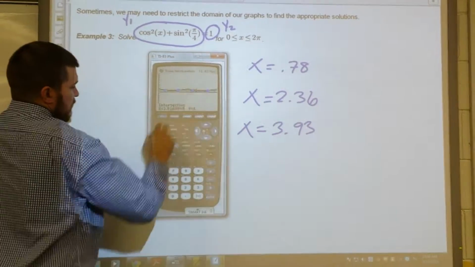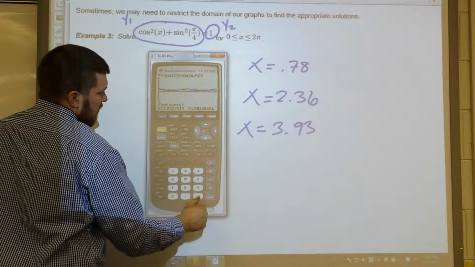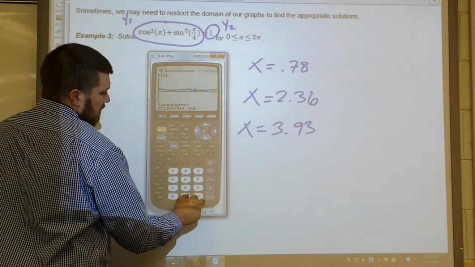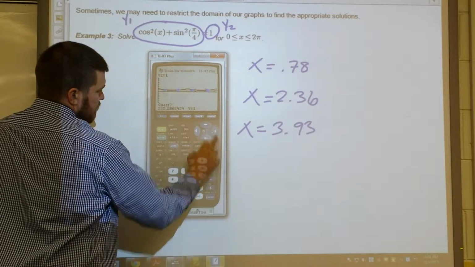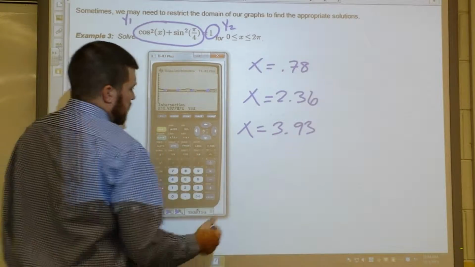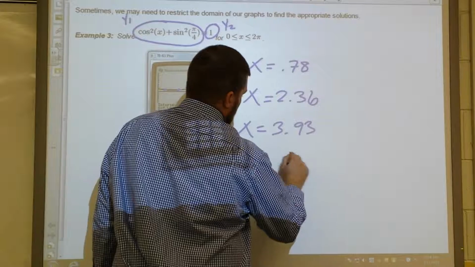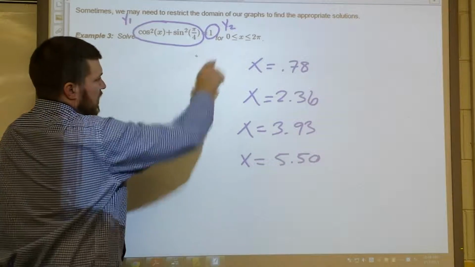And then the last point of intersection, repeat the process. Second calc, option 5 for intersection. First curve, just hit enter. Second curve, just hit enter. Guess. Move your cursor into position. X equals 5.50 if you round. Okay. Now, I want to look at my interval.